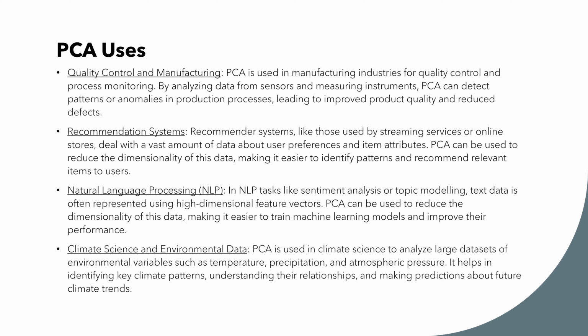Quality control and manufacturing. In manufacturing industries, PCA plays a crucial role in ensuring product quality and monitoring processes. By analyzing data collected from sensors and measurement instruments, PCA can identify patterns or irregularities in production processes, thereby enhancing product quality and minimizing defects. Second is recommendation systems. Recommender systems, commonly employed by streaming platforms and online retailers, handle vast amounts of data concerning user preferences and item characteristics. PCA can effectively reduce the dimensionality of the data, facilitating the identification of patterns and the provision of relevant recommendations to users.